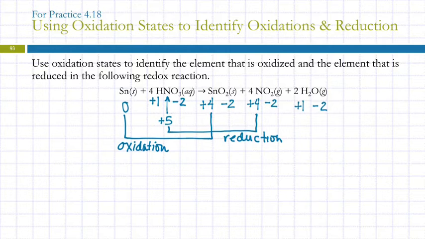If we think of it in terms of gaining and losing electrons, the tin went from a neutral atom to a positive 4 ion. It did so by losing electrons. Oxidation is loss of electrons. Oil. Reduction is gain of electrons. So the nitrogen here didn't gain electrons. It didn't become an ion, but it gained electron density. And that's why we need the oxidation states, so that we can see that. Anybody have any questions?